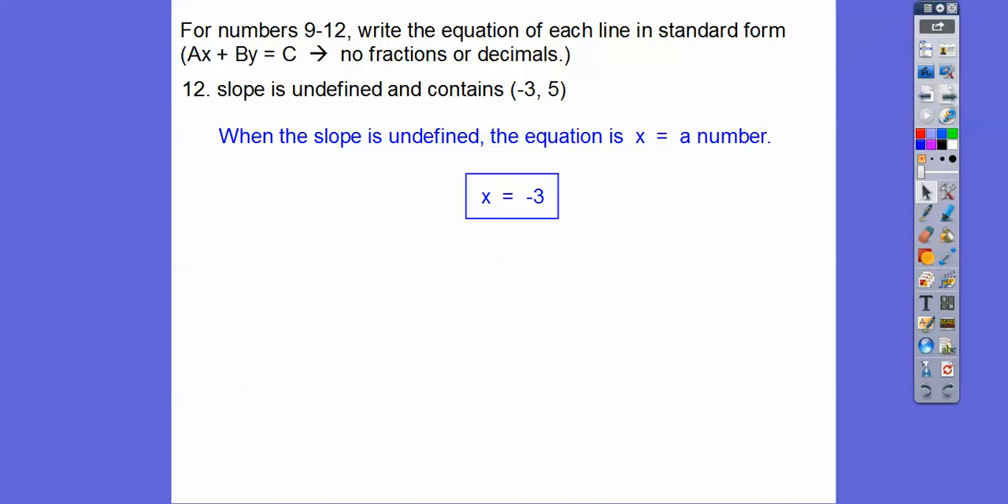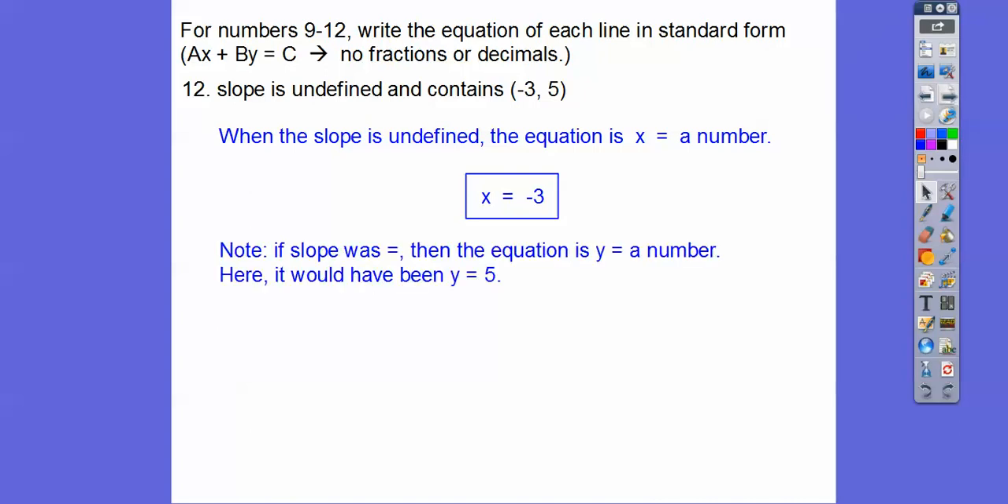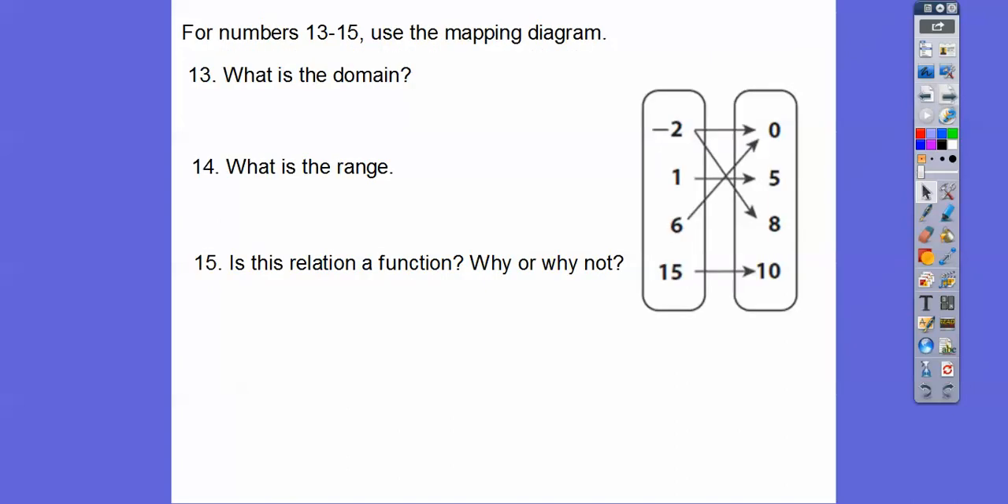If they said the slope was 0, then that would be a horizontal line, and it would be y equals 5. So slope 0 is a horizontal line. Think of the horizon. You're looking at the horizon. It's a line that's flat. A vertical line is going up and down. So if it says undefined, it's vertical, so it's x equals. And if it says slope is 0, it's y equals. Okay, and if it goes through that point.